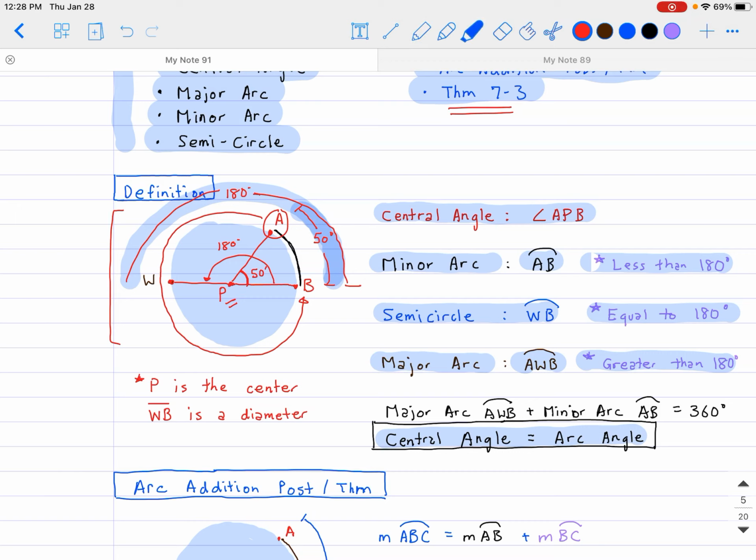And you can see it actually inside the angle, the central angle, because your rotation is going to go from A all the way to B. So you can see how that's greater than 180.